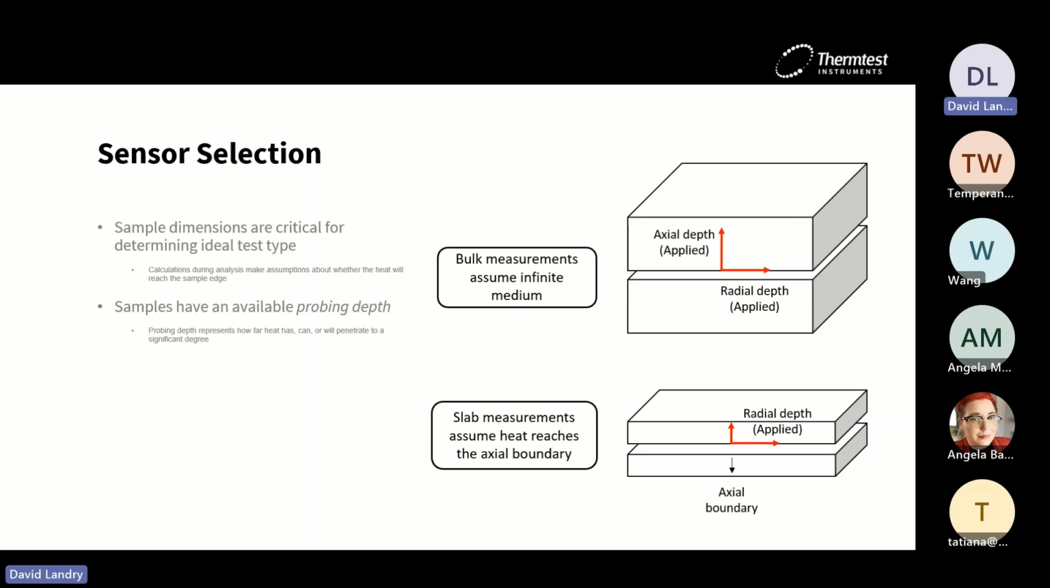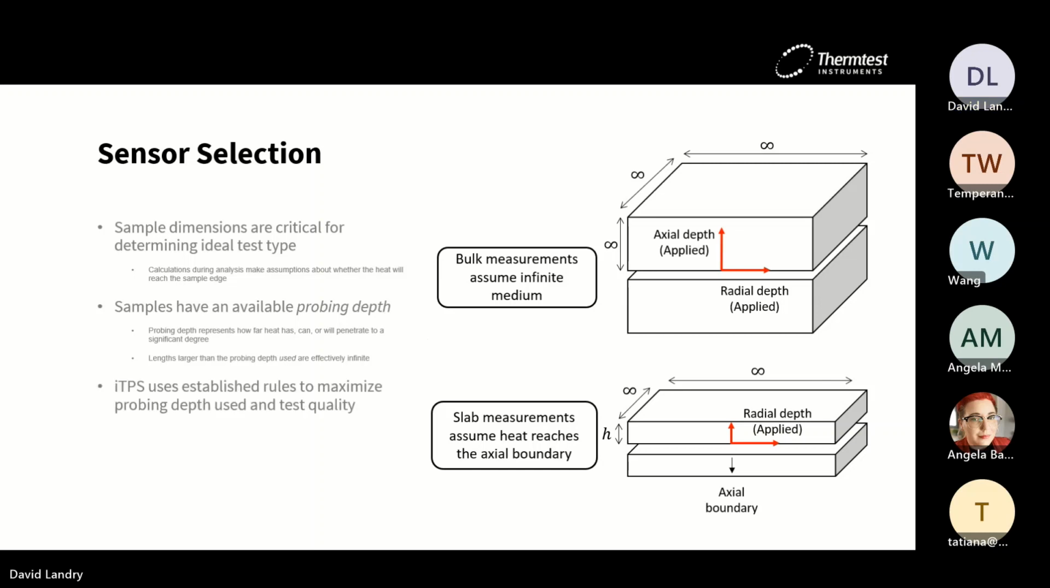And the goal of the sensor selection is to maximize the applied probing depth while not surpassing the available probing depth, as well as maximizing the test quality based off of some established rules. The established rules are to help determine the sensitivity of the measurement to different parameters.